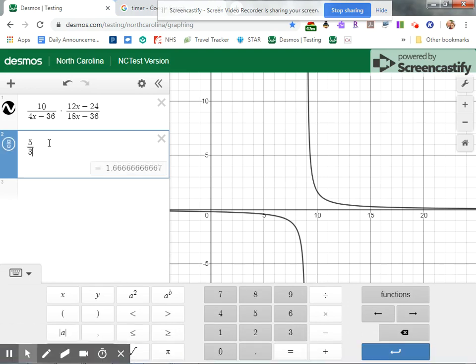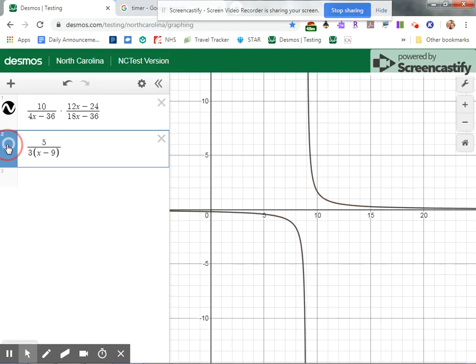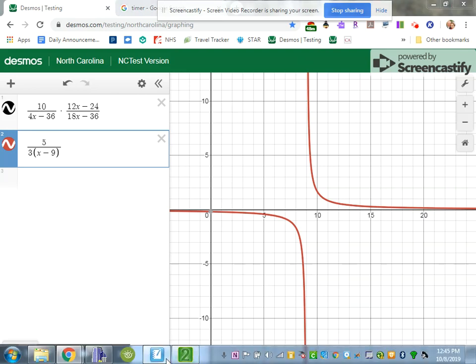5 over 3 times x minus 9. Whoops. There we go. Okay, and I'm going to confirm by making that appear and disappear that that is the exact same graph. Okay, so it takes more time to use Desmos to do these, but it works on every single one of them.